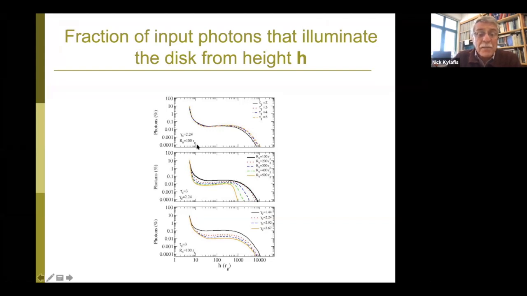And the optical depth in our Monte Carlo calculations, we looked at the code, in this flat part from here to there is of order unity. So the photons have equal probability of being scattered anywhere in this region, and that's why you get a flat backscattered fraction.